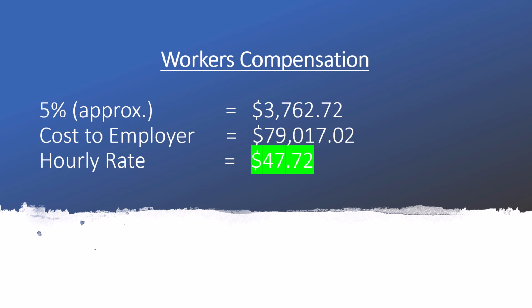Workers' compensation is a cost to the employer. Everyone pays different rates, but I've just put an approximate of 5%. It could be higher, it could be lower, but it could be $3,762.72. But the cost to you as an employer overall is now $79,017.02. So it's actually costing you $47.72 per working hour to employ a tradesperson.